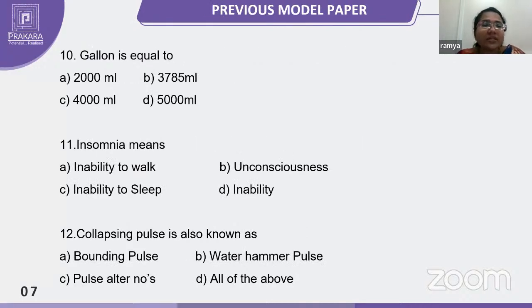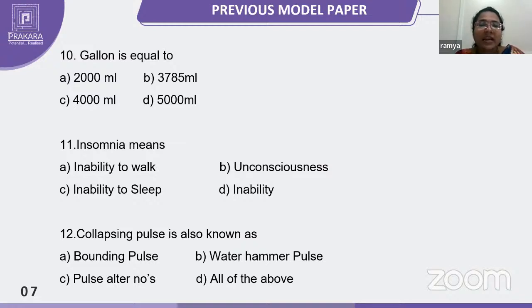Coming to the 10th question, a gallon is equal to, they have given the options of A, 2000 ml, B, 3785 ml, C, 4000 ml, and D, 5000 ml. So here a gallon is equal to option B, 3785 ml, which is the right answer. You will be mentioning B as the correct answer.